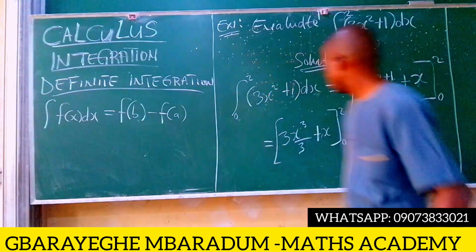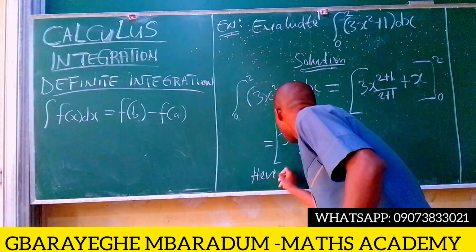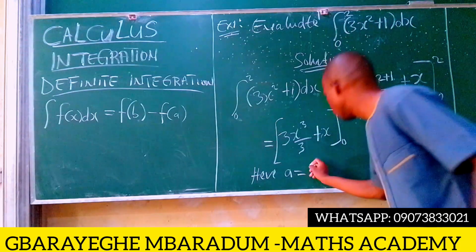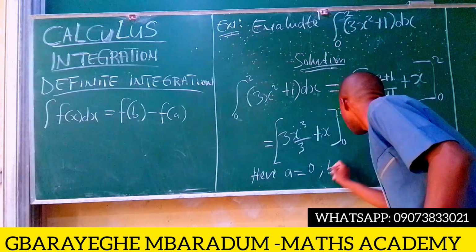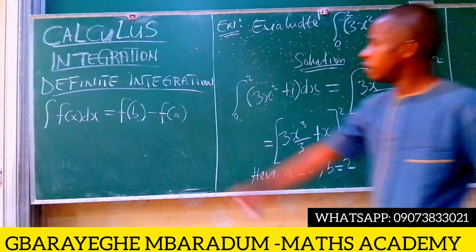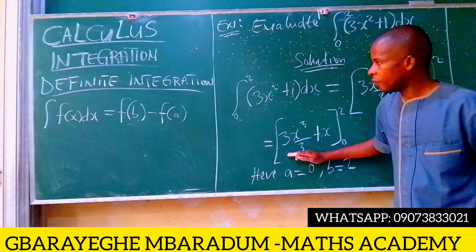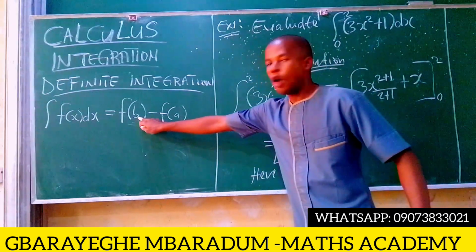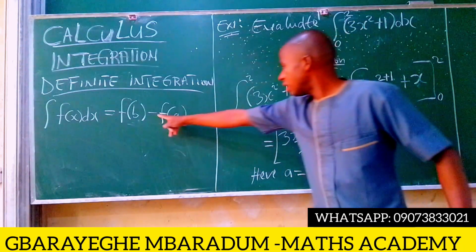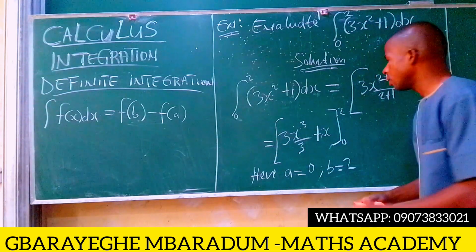Our b here is what? Our a is what? The lower bound, which is 0. The lower bound is our a. And our b is what? The upper bound, which is 2. So when you see this formula, it's telling us that after we evaluate the integral, we substitute the value of the upper bound into the entire integral, and then subtract by substituting the lower bound into the entire integral. So let's continue.